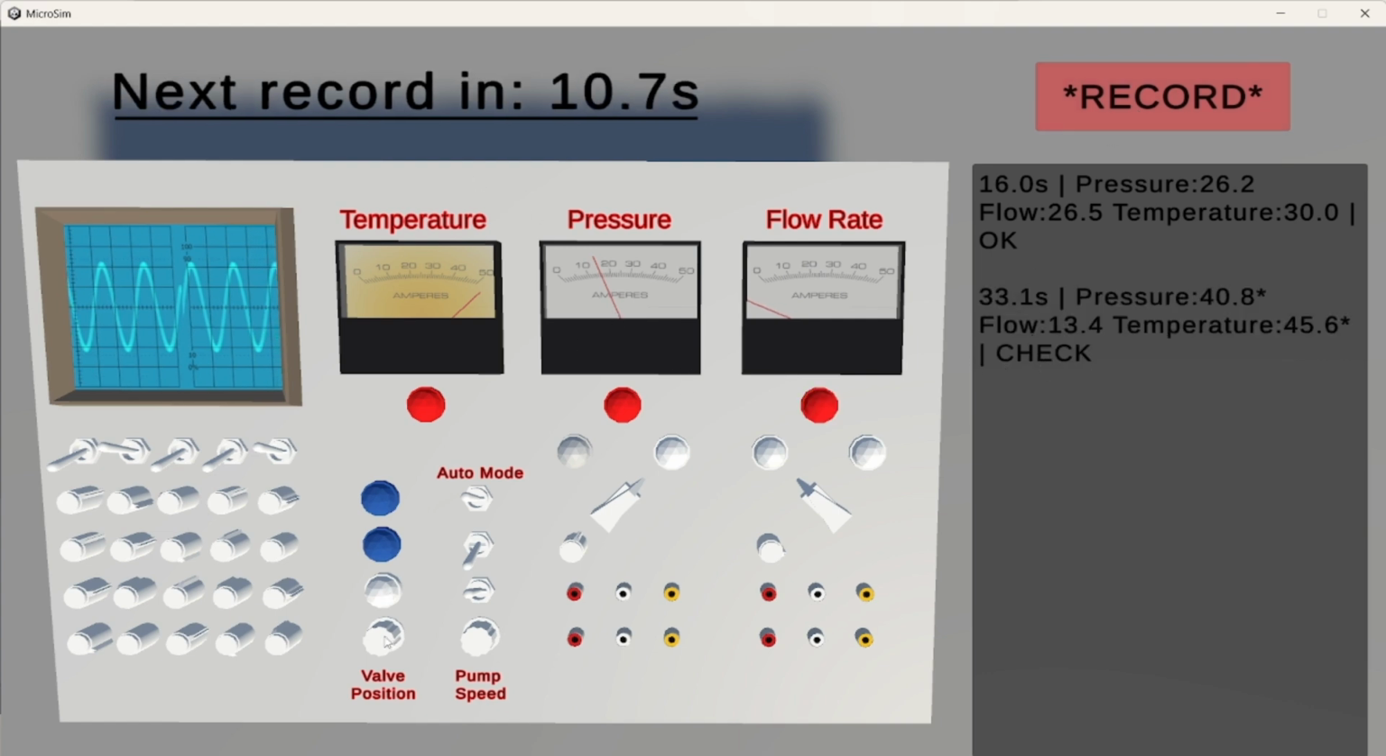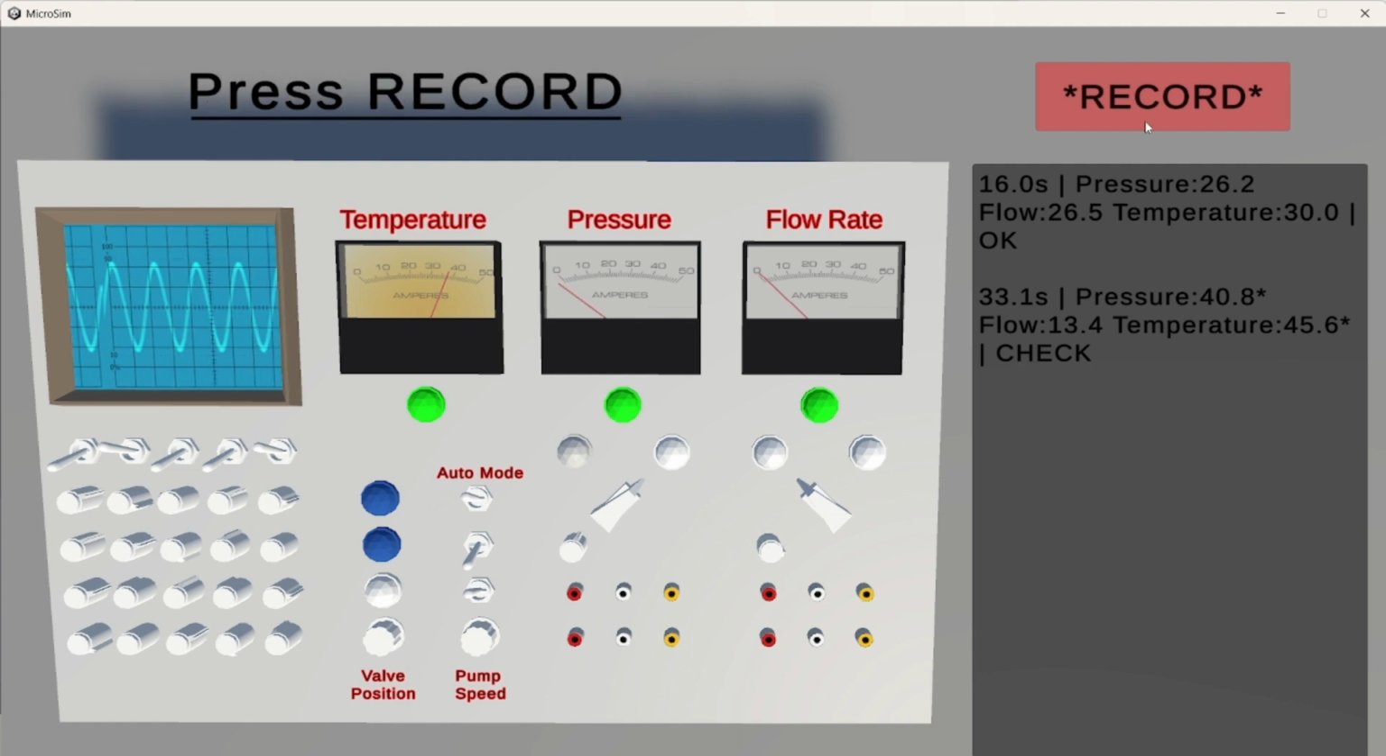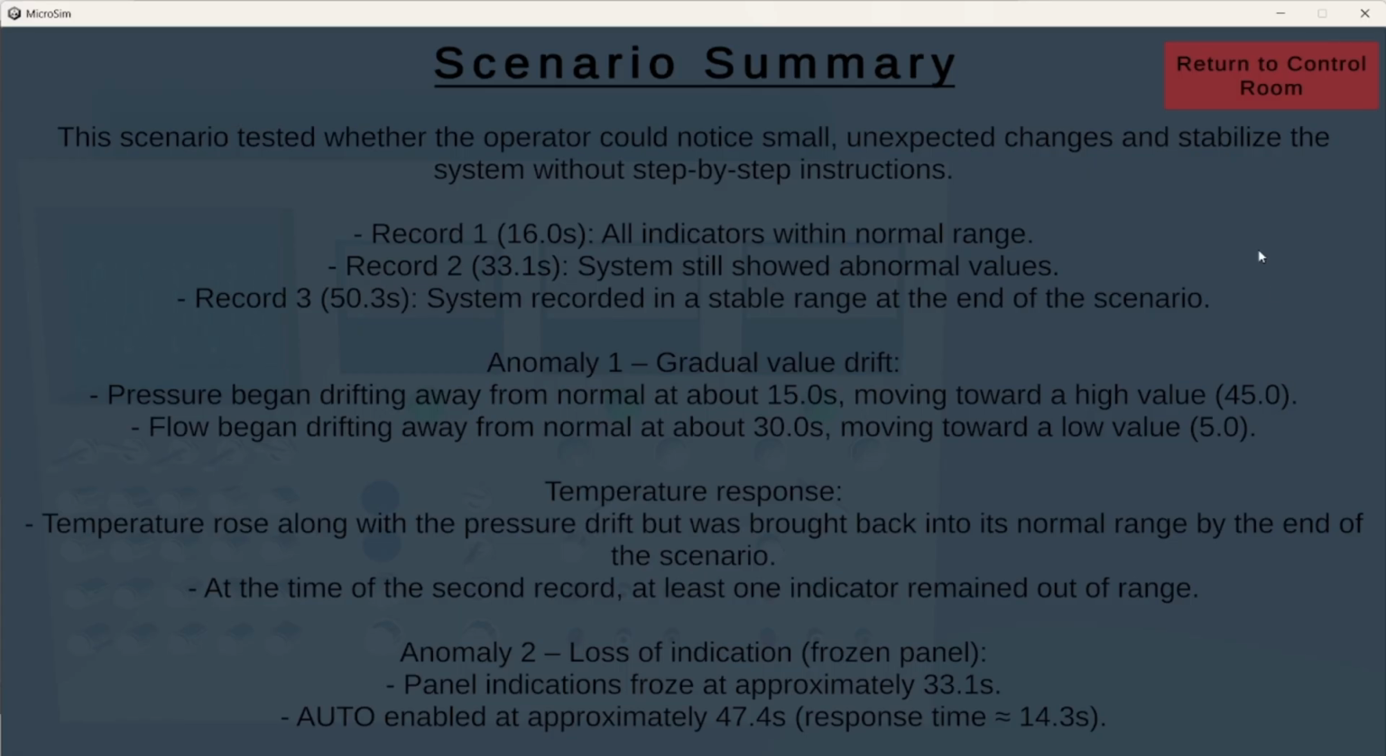So let me try and fix it again, and nothing's happening. That's interesting, as well as this is frozen. So what can I do? Let me try and switch to auto mode. And yes, that readjusted everything back to normal, and we are able to record, and our scenario is complete. So then we get the scenario summary.